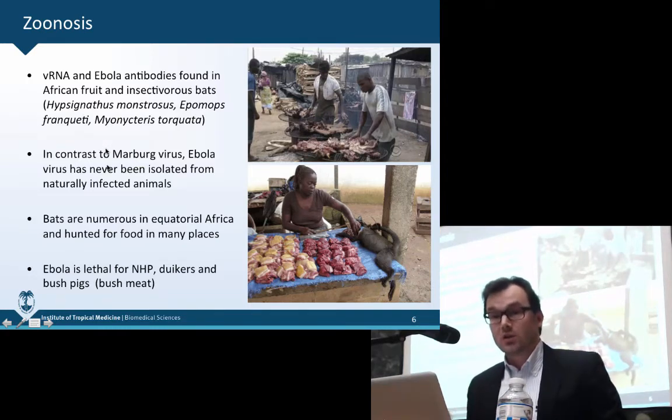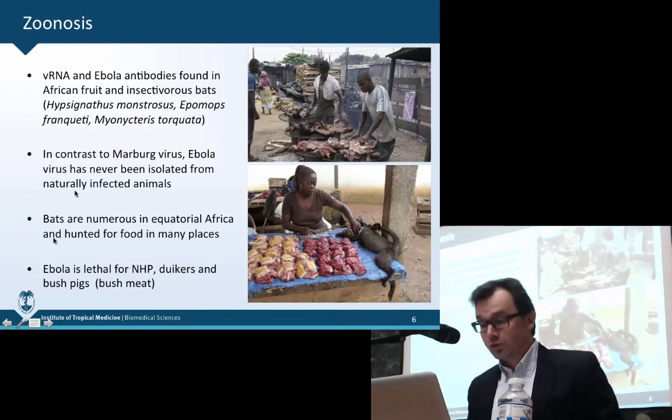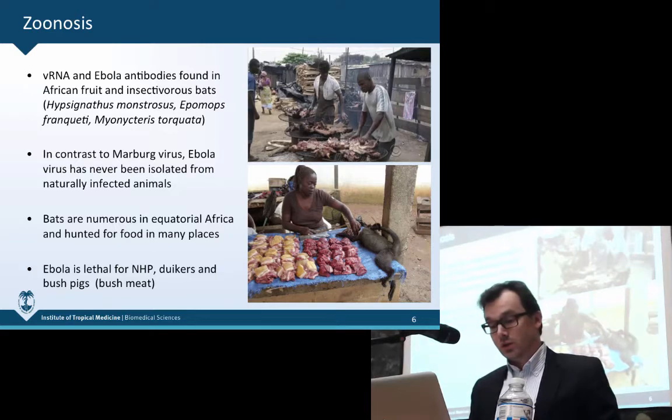The interesting thing is that in contrast to the Marburg virus, which was actually isolated from bats, Ebola has never been isolated from these naturally infected animals. So that's really an interesting thing, and something we have to do further research on. We also know that bats are very numerous in equatorial Africa. In many parts of Africa, they're also hunted for food.